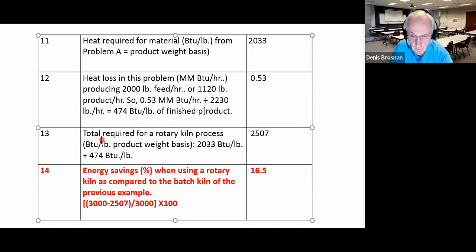So the total required for the rotary kiln process has to be the requirement of the load, 2,033, plus the requirement in the heat loss, 474. That adds up to 2,507 BTUs per pound.